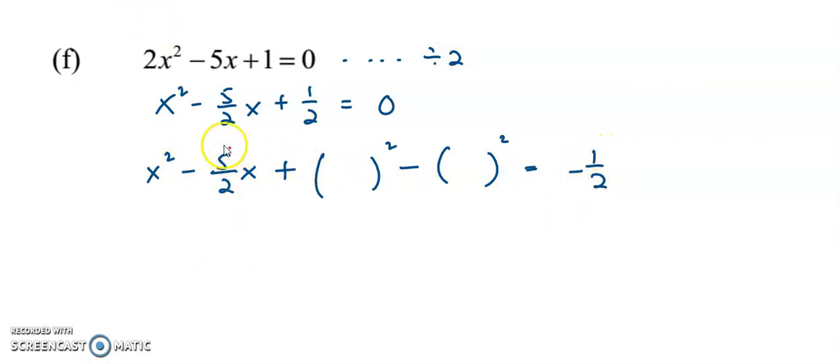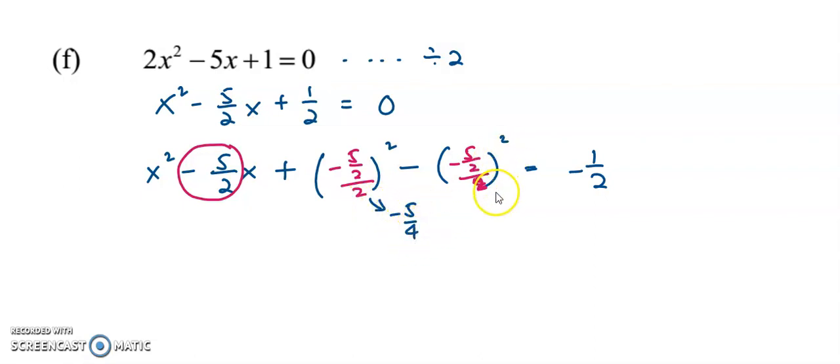So you can see that now the coefficient is negative 5 over 2. By taking negative 5 over 2 divided by 2, you will have a negative 5 over 4. Okay, this is 2. Then after that, considering the three terms, you can simplify this first. You got a negative 5 over 4. You got a negative 5 over 4.